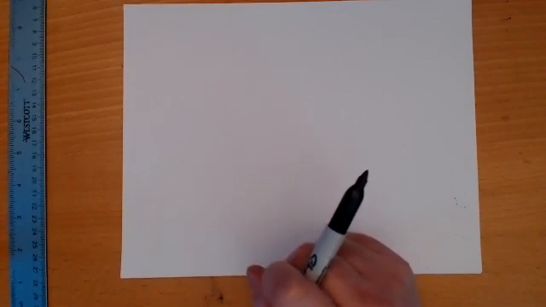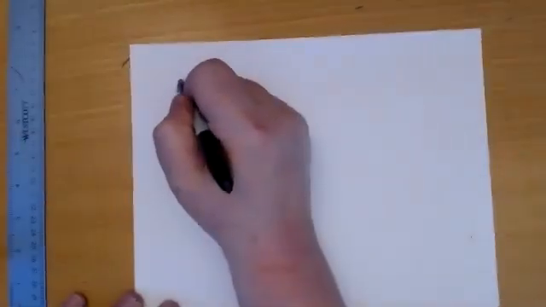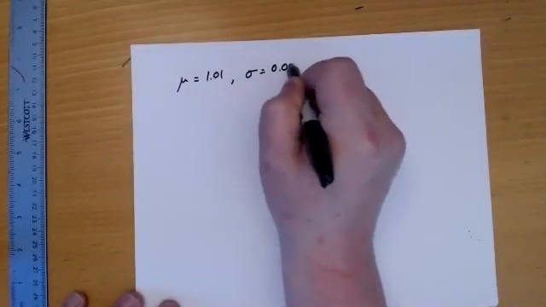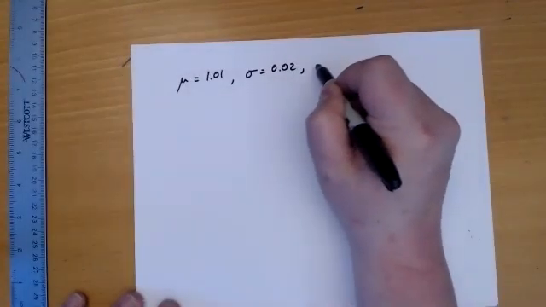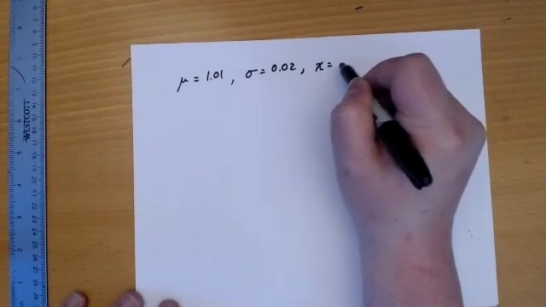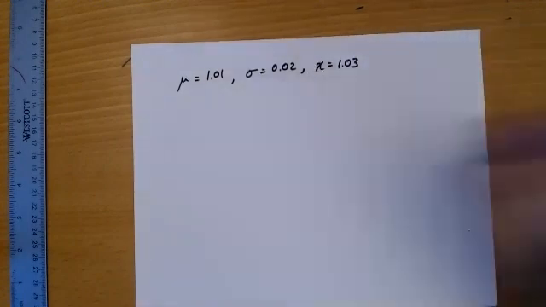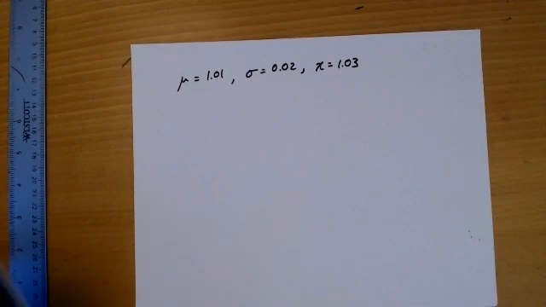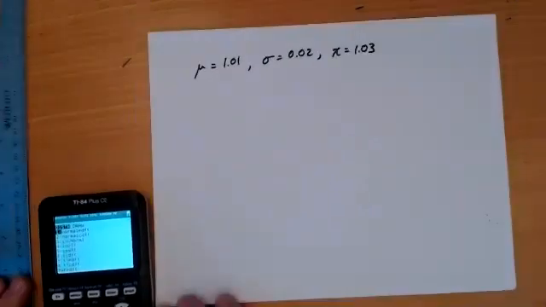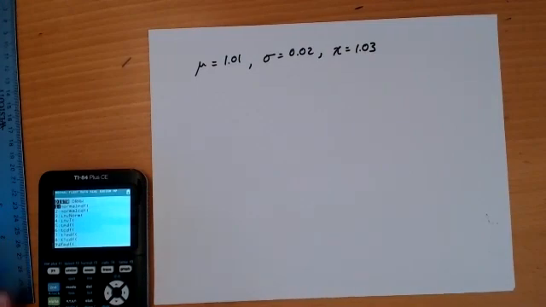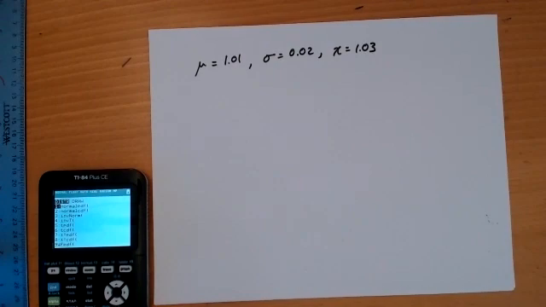All right. So let's say I have an average of 1.01, a standard deviation of 0.02, and I am particularly interested in the value of x equaling 1.03. Now, if we go to our calculators, by the way, if you go to second distribution, you'll see that numbers 1 and 2 are normal PDF and normal CDF. I will tell you this right now, you do not need number 1, ever. The only time number 1 is used is when you're graphing.